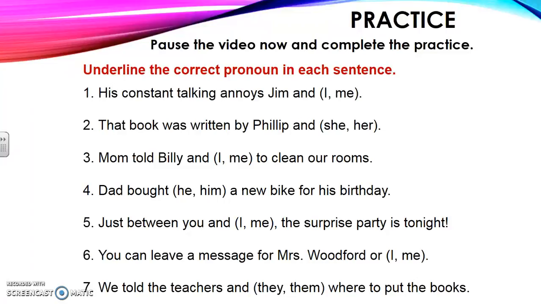Okay, let's try some practice. I want you to pause the video now and complete the practice on your notes. You're going to underline the correct pronoun in each sentence. Remember that if it is the object of a preposition or the object of a verb, it needs to be in the objective case. Okay, pause now, please.